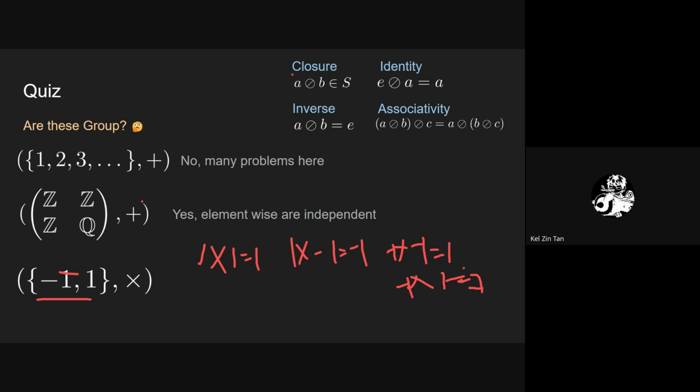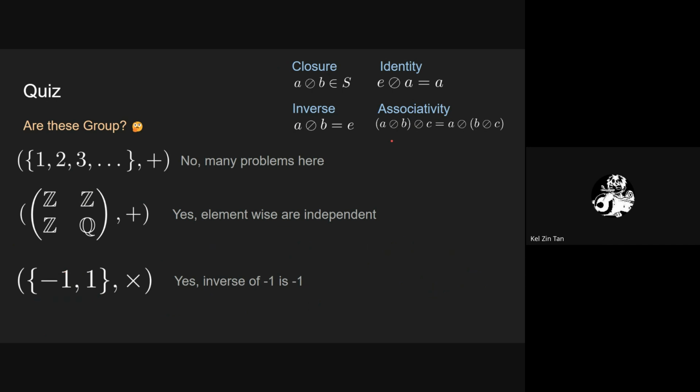Okay. So closure property is satisfied, and then you can check the identity. There is an identity element which is 1. Inverse is also satisfied because the inverse of -1 is -1. And then associativity holds because these are all integers. So this is still a group.